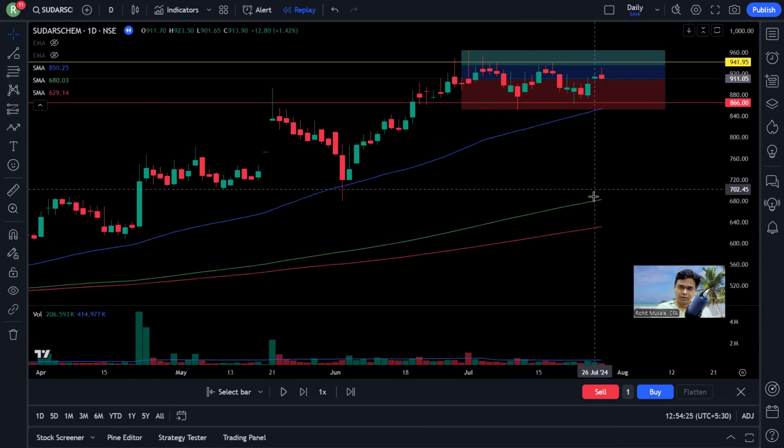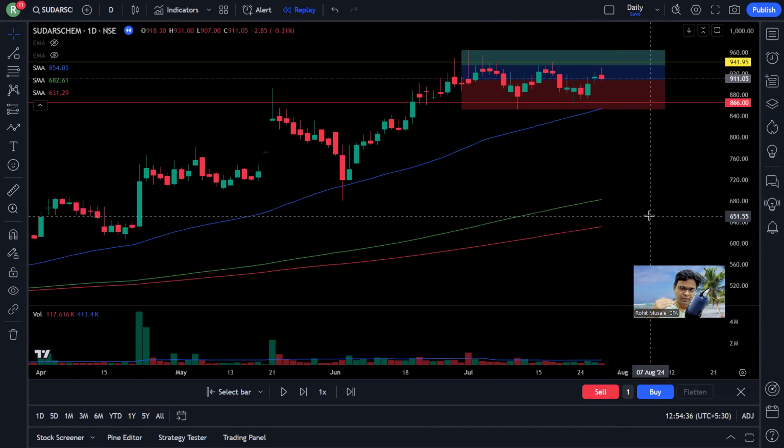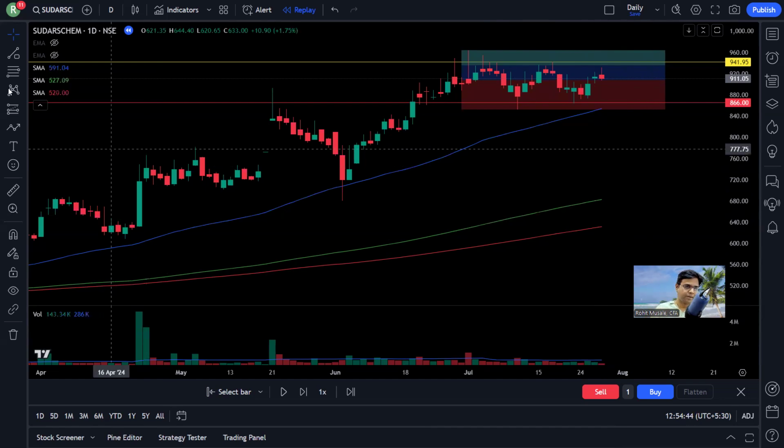So the blue, the green, and the red moving averages are there, one above the other: the 50-day moving average, the 150-day moving average, and the 200-day moving average. If it is green, blue, red, then I would reject the stock. If it is red, green, blue, I would reject the stock. I only want the blue, green, red combination. Okay. So we have that.